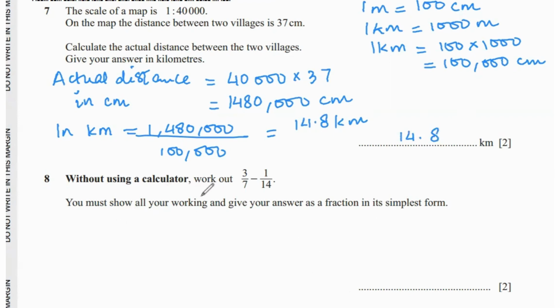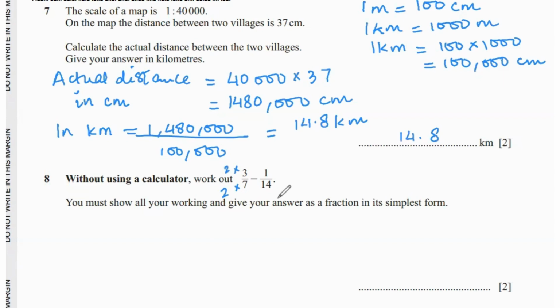Question 8 says, without using a calculator, work out 3/7 minus 1/14. So in this case, you need to remember that whenever we're adding or subtracting unlike denominators, the first step is to make the denominators equal. As you can see, for the first fraction, the denominator is 7. And for the second fraction, the denominator is 14, which means we will multiply the first fraction by 2. Why? Because 2 times 7 is 14.